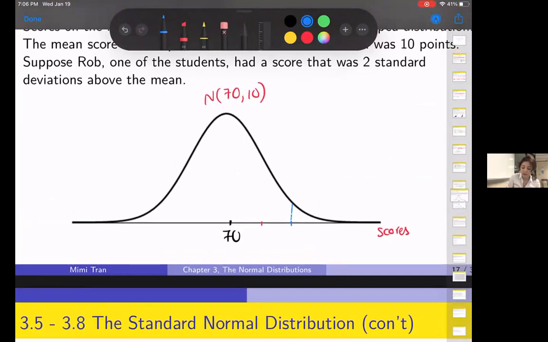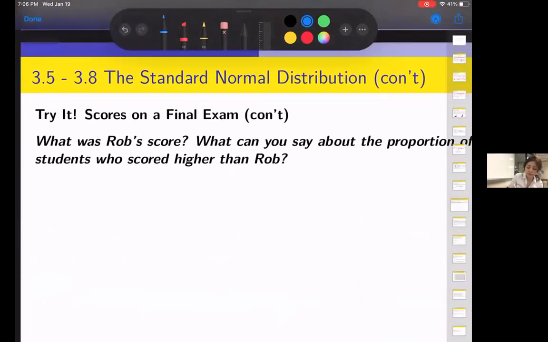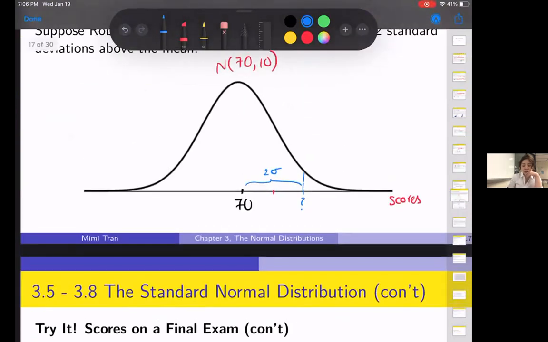Then can you tell me what is the score of Rob? What is his score? What should I do? How do I figure out what the score is here? What is his score?